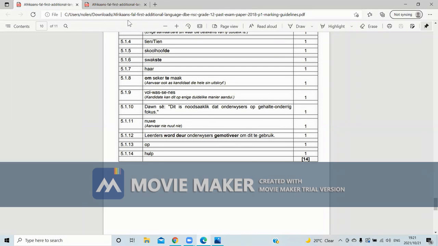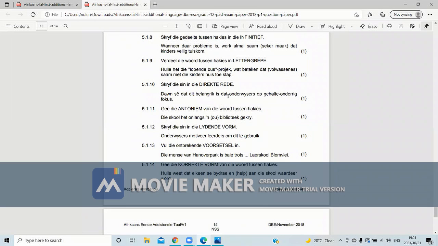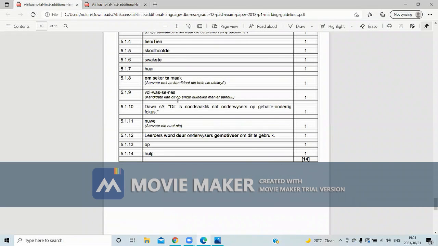Where is it? Did they say noodzakelijk? Oh wow, they made a mistake, guys. This one says belangrik and this one says noodzakelijk. Whoops. Okay, so anyway, regardless of whatever word they use, just stick to the rule. Whatever we start with, the verb comes next. So dit is, whatever, dat onderwysers op gehalte onderrig fokus.